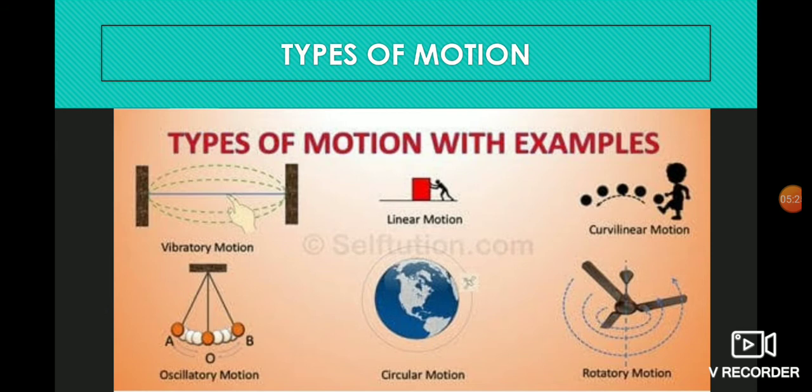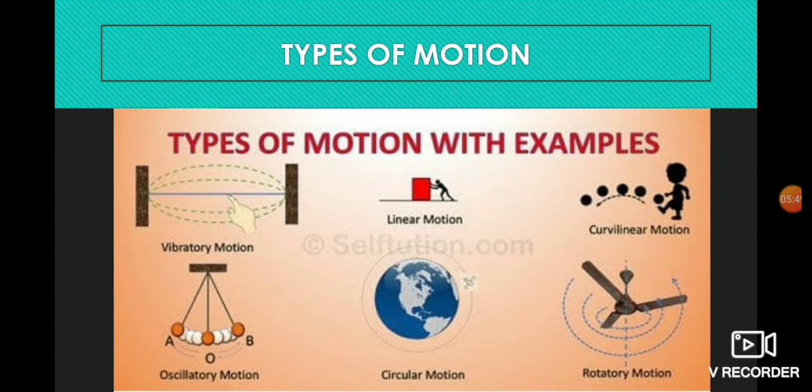Let us recall the types of motion that you have already studied in your earlier classes. What's the first type, starting from the left? You see the vibratory motion. That is all the string instruments, the sitar, the guitar, all of them show this type of vibratory motion. The oscillatory motion, or the swinging motion, is shown by the pendulum.